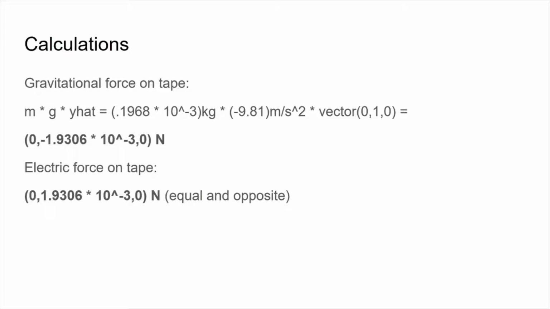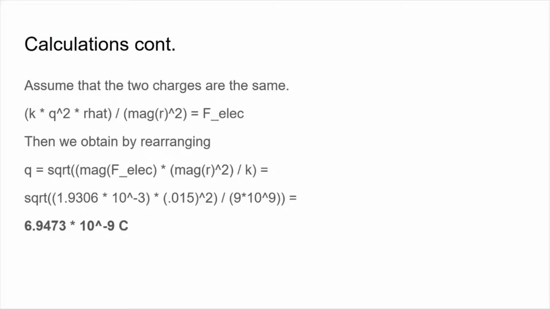And from that, we could deduce the electric force on the tape, which was an equal and opposite force, because we could observe that the net force on the object was 0, because it was floating without any motion. So here we assume that the two tapes have the same charge, and from that we can rearrange the formula for electric force to obtain a formula for the charge Q of each of the tapes. And from that we calculate and get the value 6.9473 times 10 to the negative 9 coulombs.